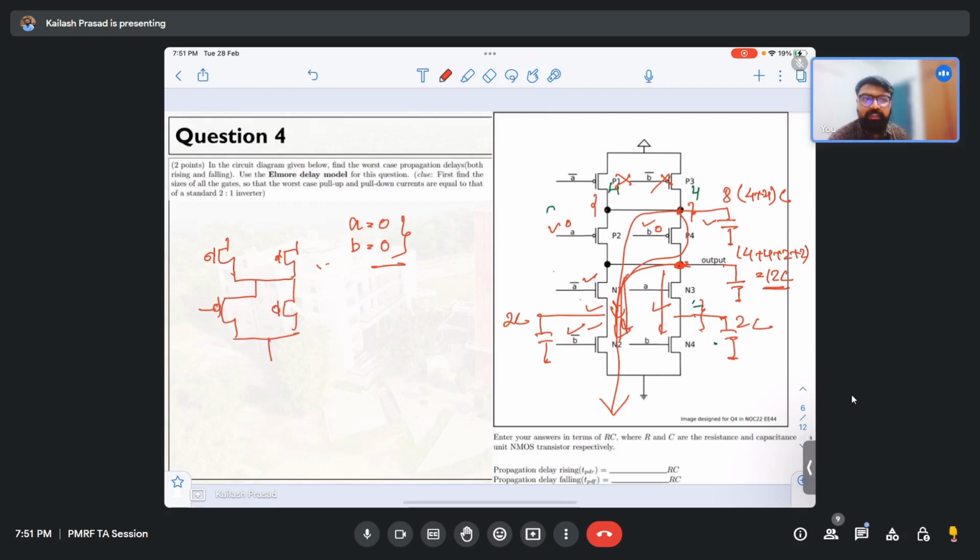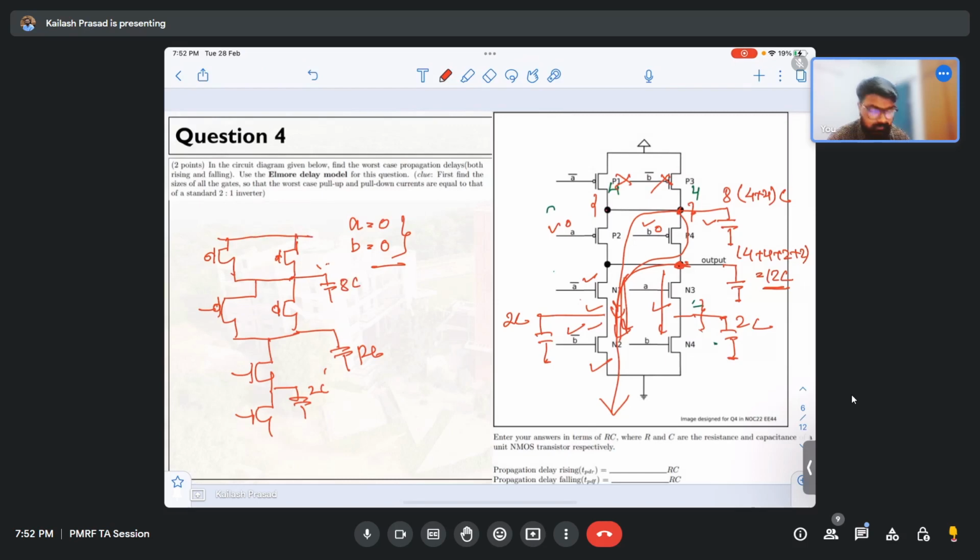Okay, I have to take any one of the paths, or this path we have decided, right? Because there is a strong reason behind why this path has been taken. Now if you see here, it is 2C capacitance, there it is 12C, right? Here it is 8C.